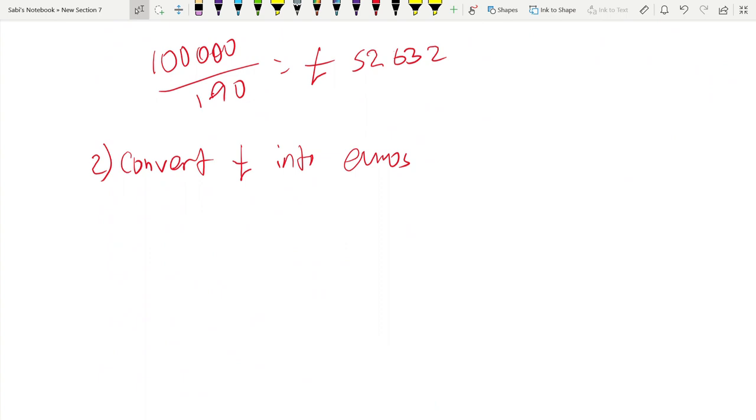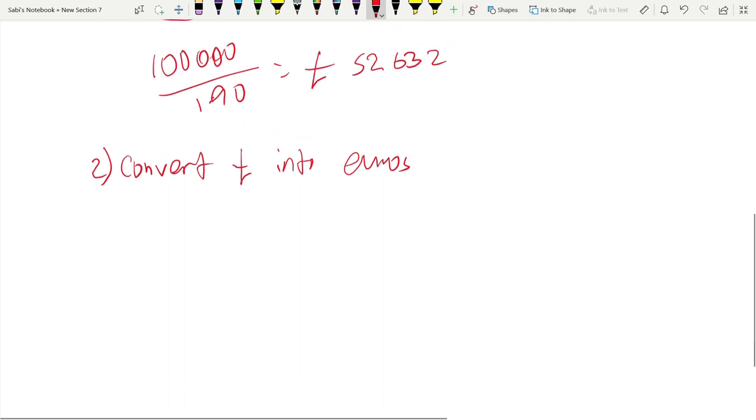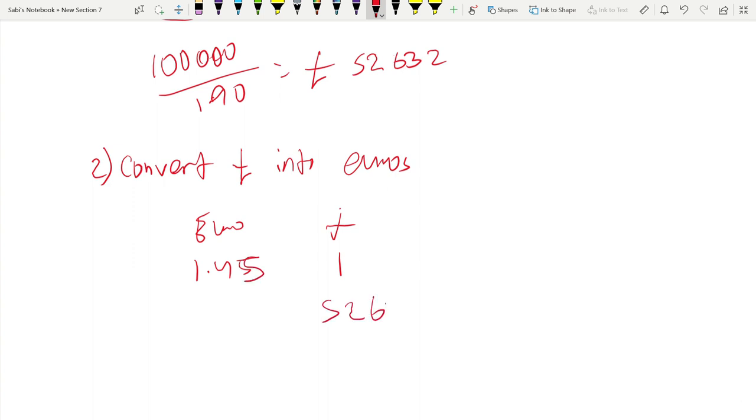So here also, now you have pounds, and the rate that is given is in euro. 1.45 euro is equal to £1. Now you already have it in pounds, 52,632. You need to get it in euro. So this is in euro, this is in pounds, and you want it in euro.